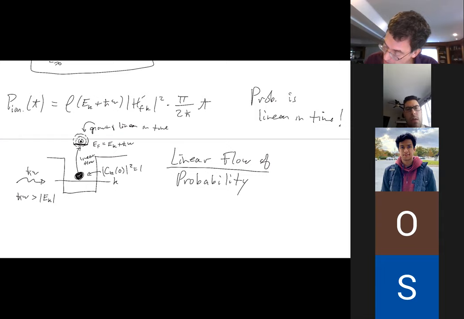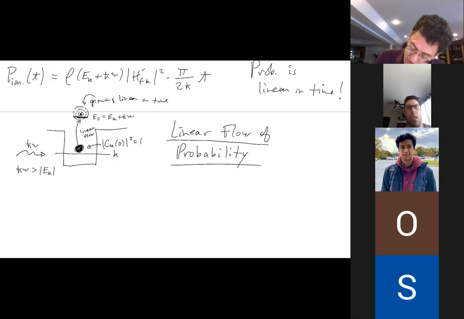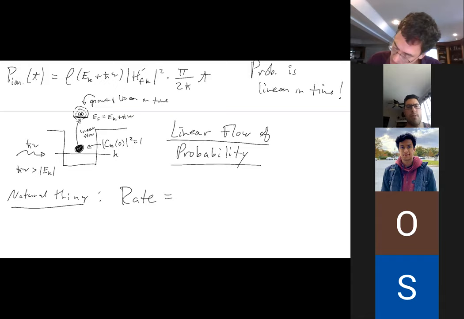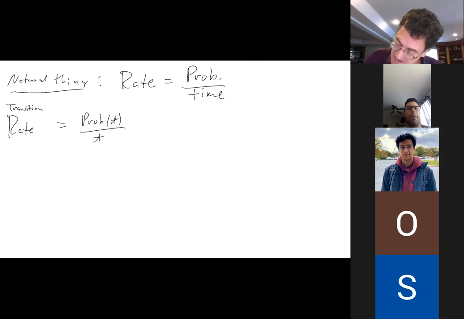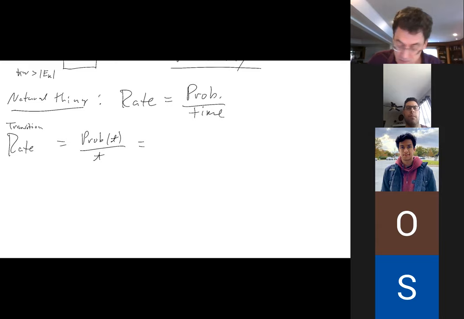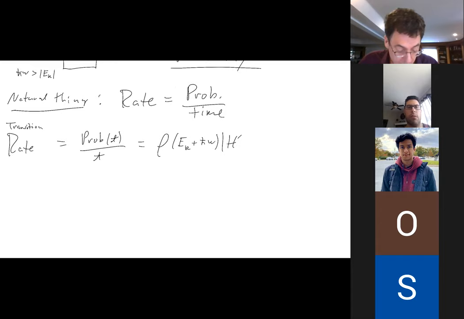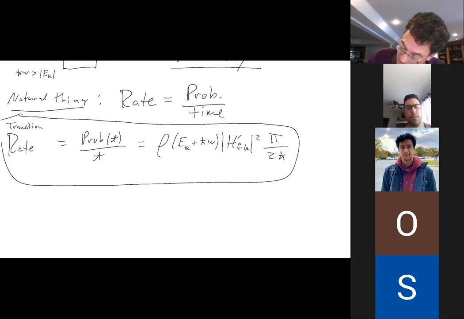And what that means is very special, because the natural thing to think about is the rate, which equals probability per time. So let's just divide. Let's consider this new quantity called the transition rate, which is equal to the probability per time. And that then is equal to this very simple answer, rho of E_k plus h bar omega, times H prime f k squared, times pi over 2 h bar. And so this is the very famous result. This is Fermi's golden rule. Fermi's golden rule.